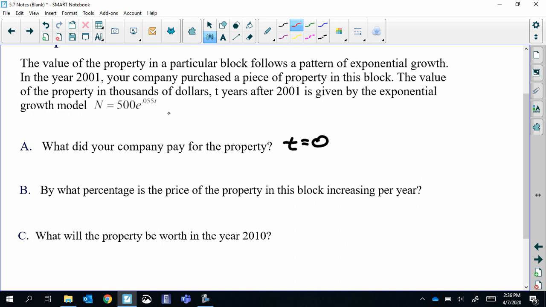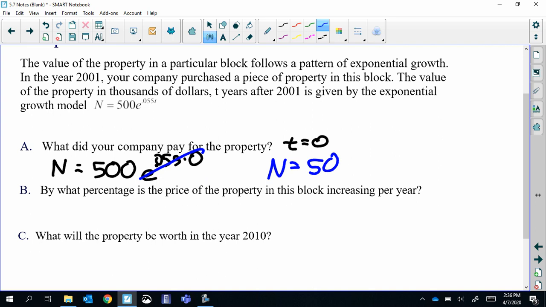So when we plug in 0, there's actually an easier way than just plugging in 0, because plugging in 0 makes e to the 0. Anything to the 0 is 1, so we are left with just 500. But also we know that number right there is always the starting amount, and in this case would have been what you paid for it. So the value of the property is in thousands of dollars, so it's $500,000.